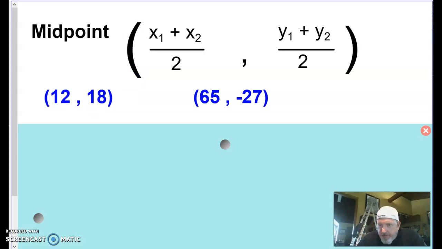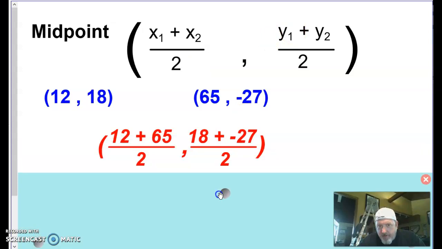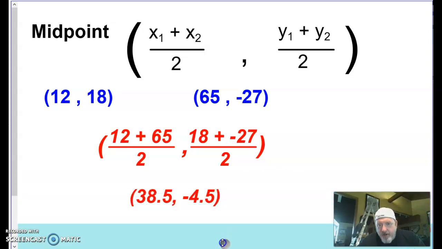Our midpoint formula, again, this should be review, and the nice thing about the midpoint formula is it's pretty straightforward computation without a lot of hard things to do here. So again, we have 2 points, 12, 18, and 65, negative 27. All we have to do to take the midpoint is really an average. So we're going to add the x's, divide by 2, add the y's, divide by 2. So 12 plus 65 for x's, and 18 plus negative 27. Add those together, and we see that our midpoint is 38.5 and negative 4.5.